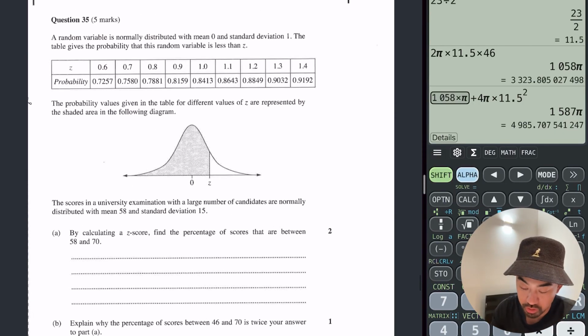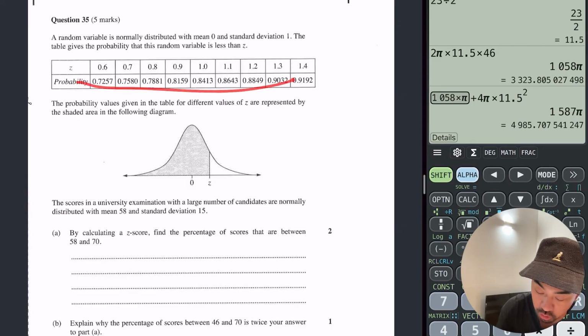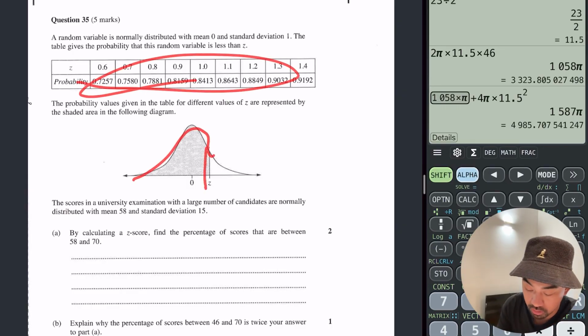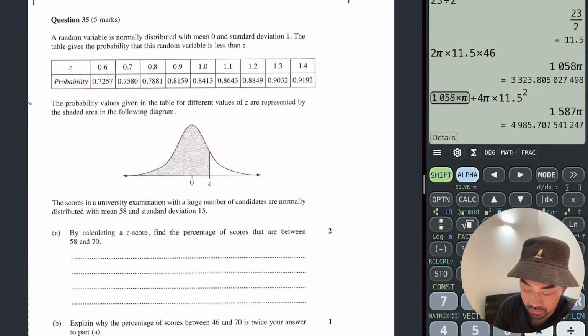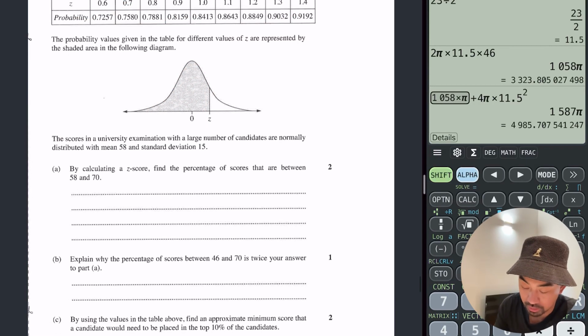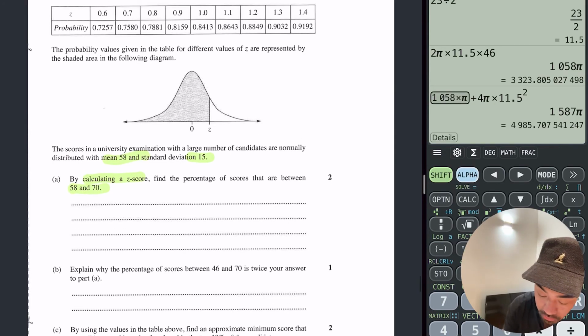So a random variable is normally distributed with a mean of 0 and a standard deviation of 1. The table gives the probability that this random variable is less than z. All right, so we've got a table here that you should be familiar with. Okay, z giving that area below. The scores in a university exam with a large number of candidates are normally distributed with a mean of 58 and a standard deviation of 15. By first calculating the z-score, find the percentage of scores between 58 and 70.